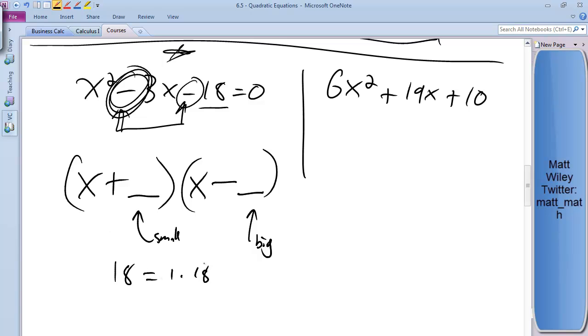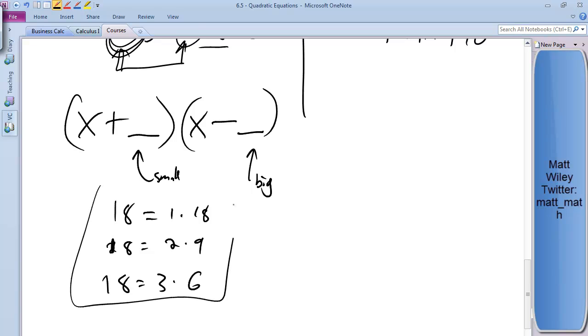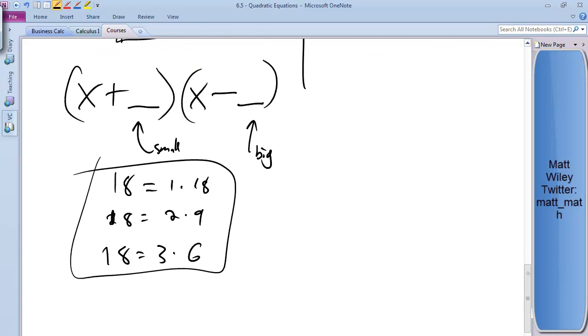It could be 1 times 18. I could have 2 times 9. I can get 18 by 3 times 6. 4 and 5 don't divide 18 evenly, so I don't worry about them. And from there on out, it would be 6 times 3, 9 times 2, and 1 times 18, so I don't need to factor it into any more pieces.